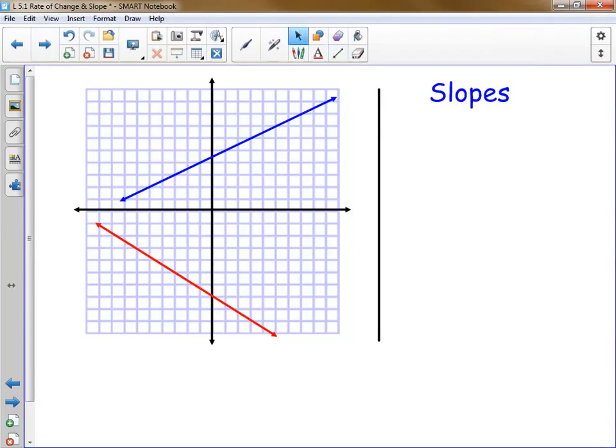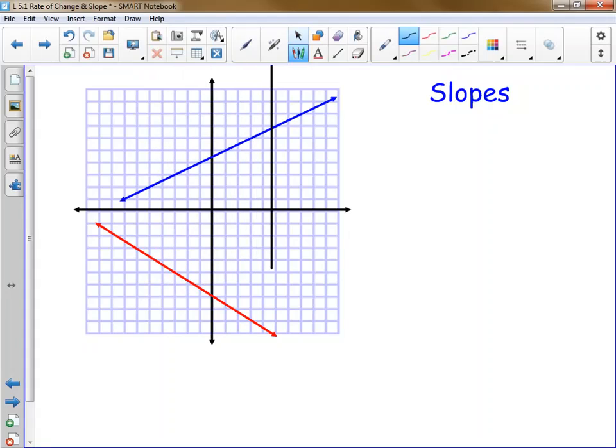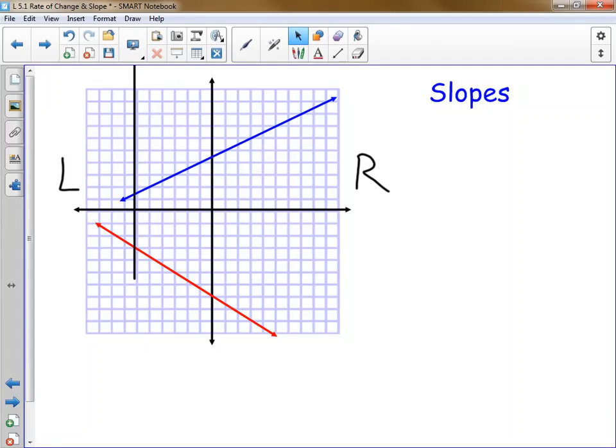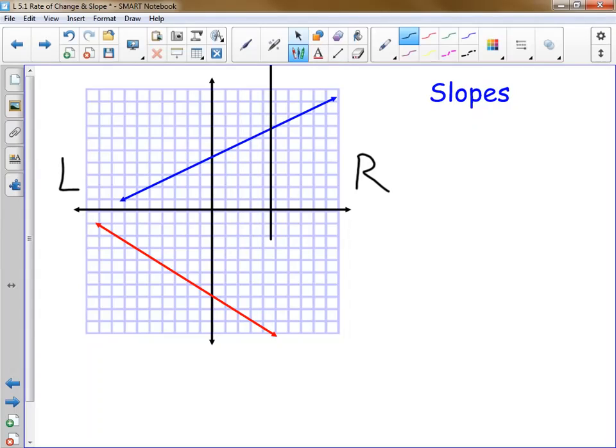As you move across the line, so I'm going to draw this line and move it across so you can see what I'm doing. As I move across this blue line from left to right, the direction the line moves will tell you whether the slope is positive or negative. So as I move from left to right along the blue line, it's going up, it's increasing, therefore it's a positive slope. The blue line has a positive slope.